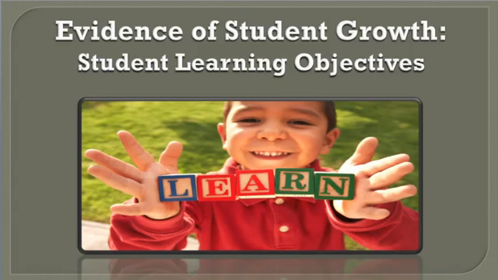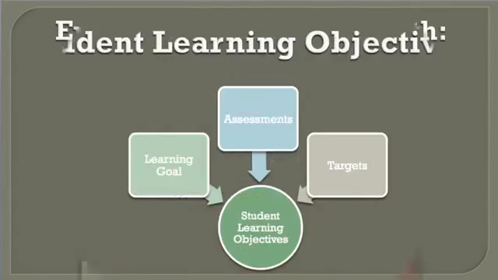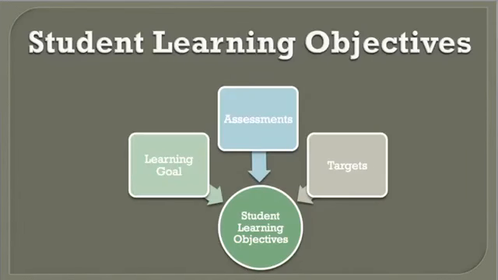SLOs are content or grade-specific learning objectives that measure student learning over a defined period of time. SLOs are divided into three parts: the learning goal, a description of what students will be able to do at the end of the course, the subject, or the grade level; the assessments, measurements of students' understanding of that learning goal; and the targets, the expected student outcome by the end of the instructional period.